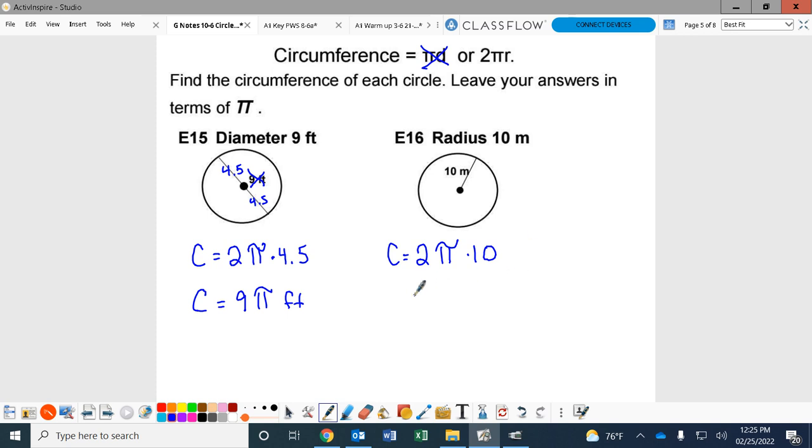Same thing on the next one. Just multiply the first number and the last number. That's going to be 20 pi. And that's going to be meters. Good. That's going to be meters. That's just a review that was on your last test, but not everybody got that right.